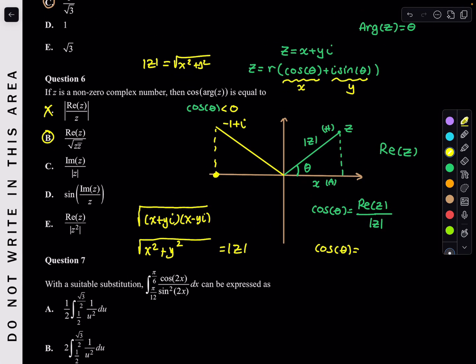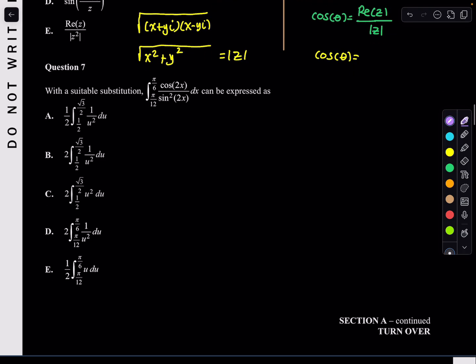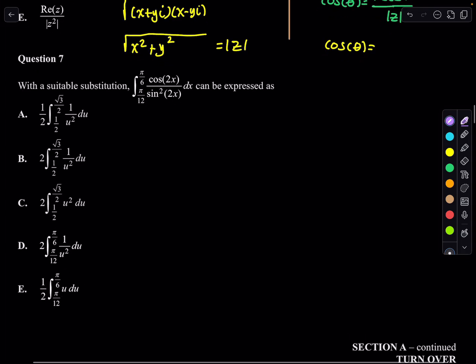I hope that makes sense. Next question, 7. With a suitable substitution, which is cos 2x over sin squared 2x, it can be expressed. This is a really nice question, really easy.